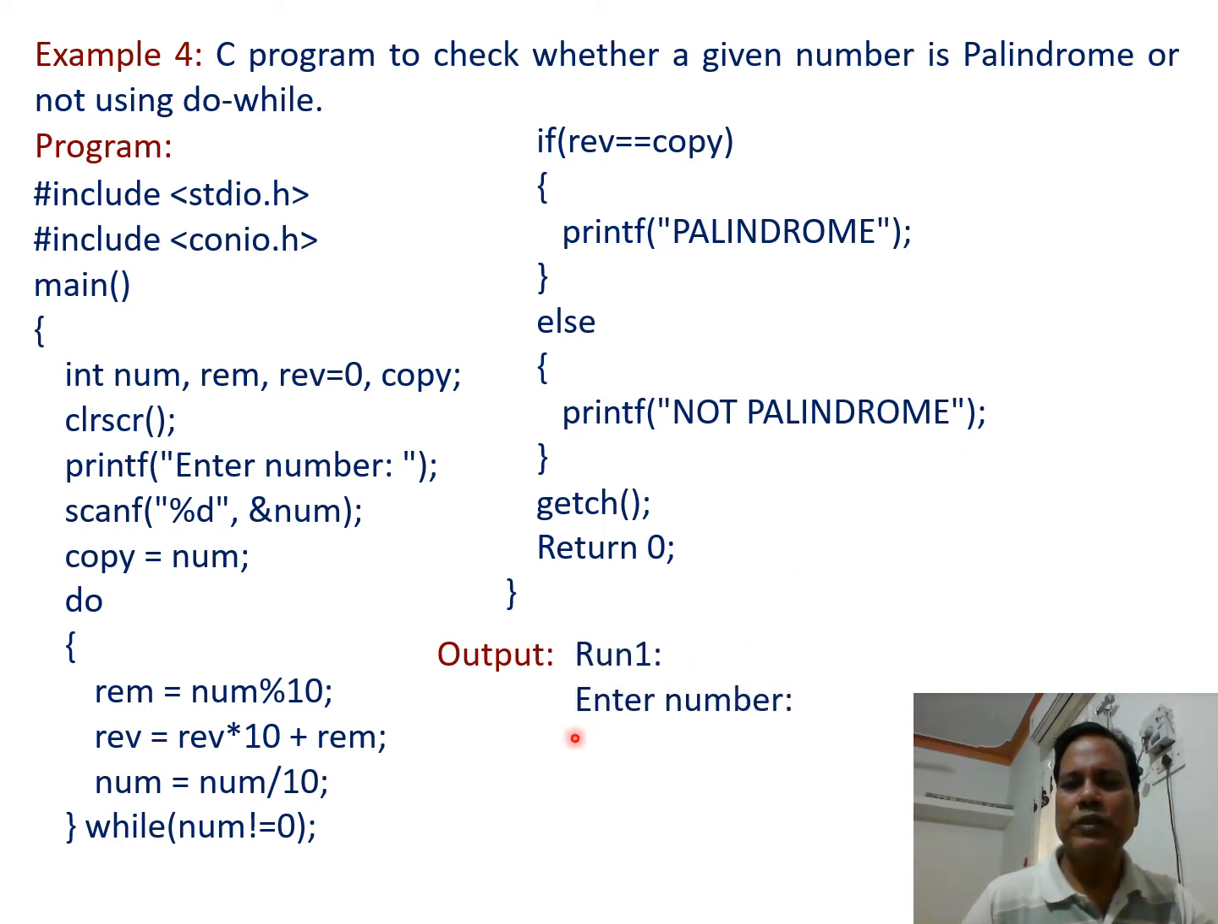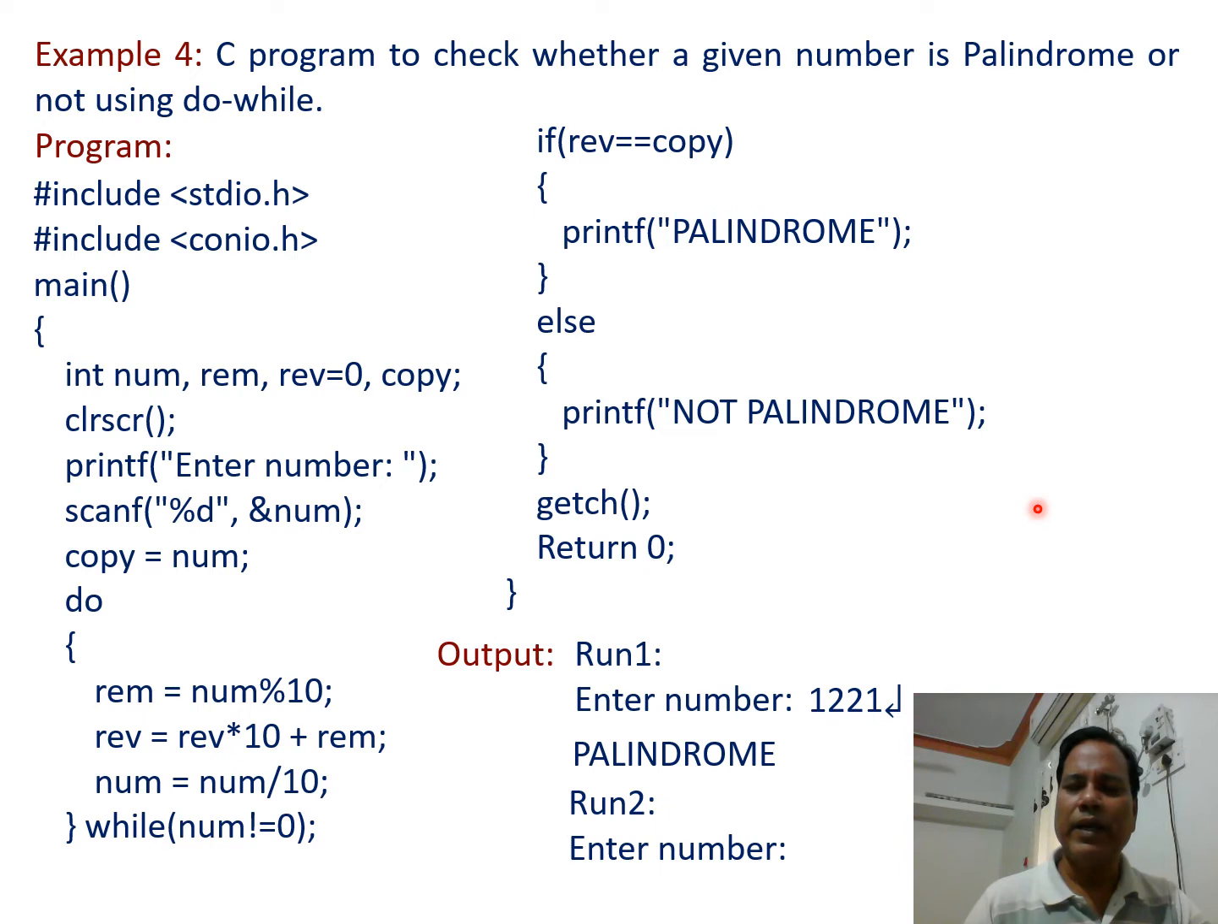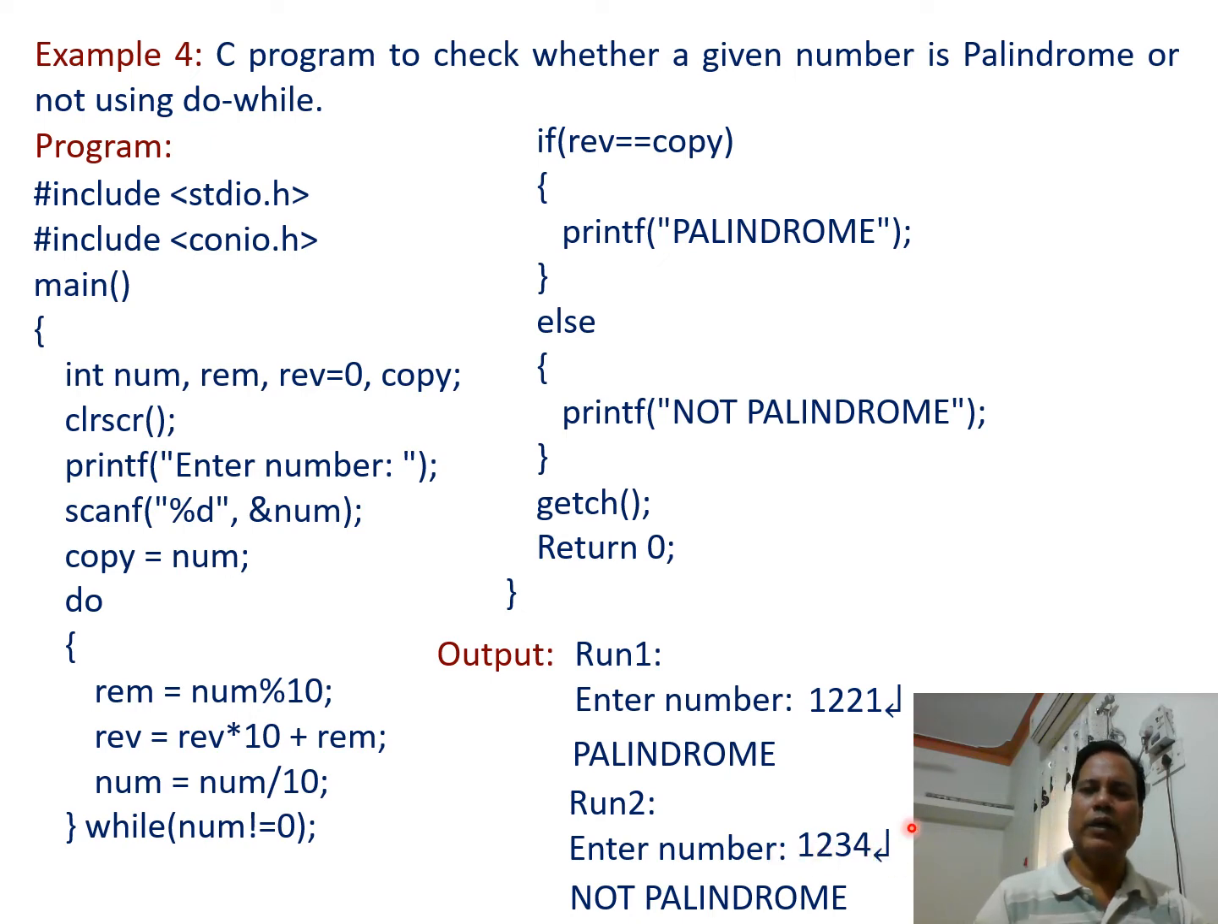So suppose during run 1, we enter a number like 1221. Naturally the reverse number obtained is also 1221, so this number is a palindrome. In the second run, if we enter a number like 1234 and reverse it, we get 4321. So 4321 is not equal to 1234, and this number is not a palindrome.